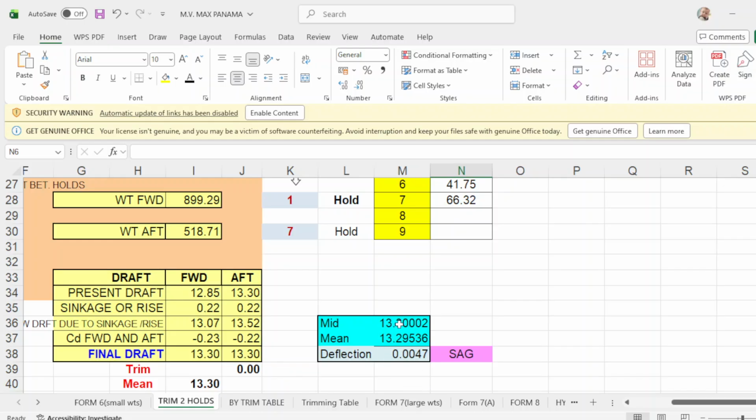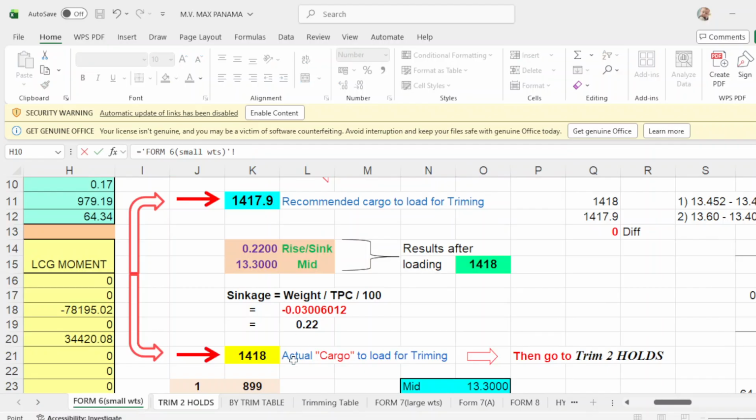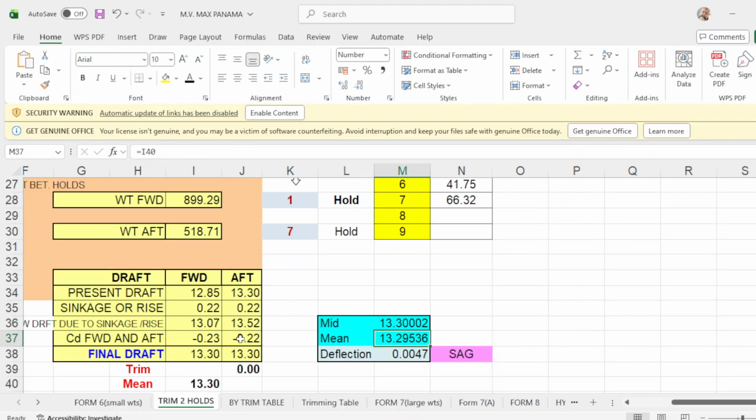Where did I get this one? Mid draft, just put this equals, go to form number 6, and you click this one. When you put this one, you click this one, and there it goes, and your mean draft is this one. So you put equals here, and what will be your mean draft, and enter. So you have a 0 deflection here.